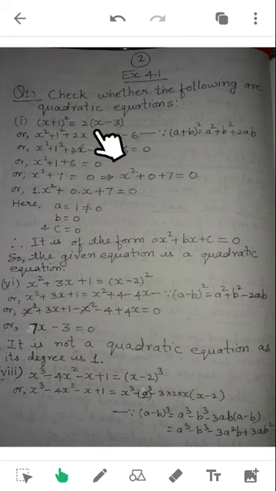This 2 is getting multiplied by x. 2 multiplied by x is 2x. The negative sign is here, so we have placed a negative sign. Then this 2 is getting multiplied by 3, it becomes 6. So we have x² + 1² + 2x.